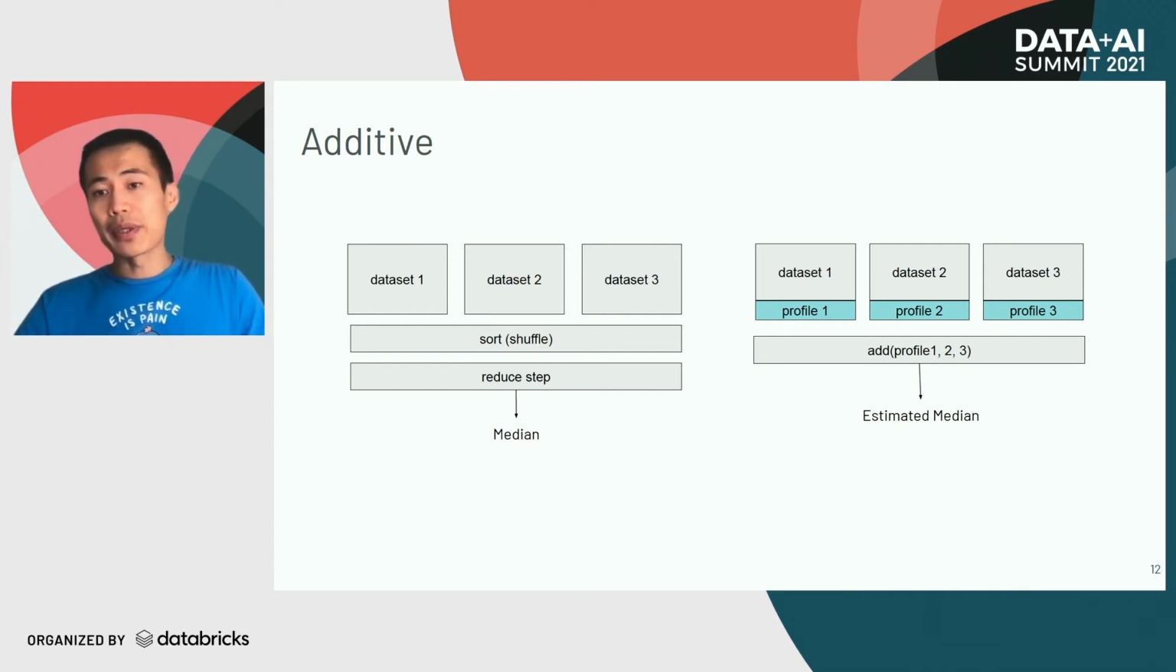Whereas with the profiling approach, where these profiles are additive, you can just add them together at the end after you collect data independently. And this data doesn't have to be available in the same pipeline. It can come from different sources, but you can still get a global estimated median.